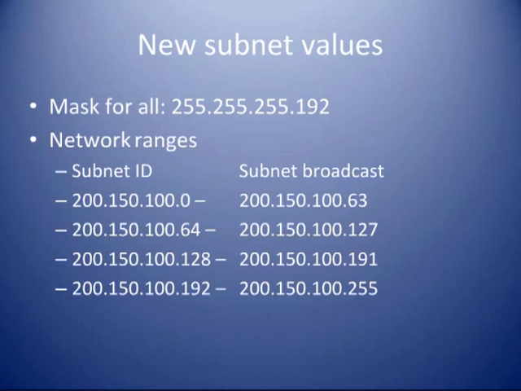All I did here was I said, well, look, I had 256 possible addresses. I needed 4 subnets, and I divided 256 by 4, and I got my ranges. 0 to 63 is 64 addresses, 64 to 127 is 64, and so on.